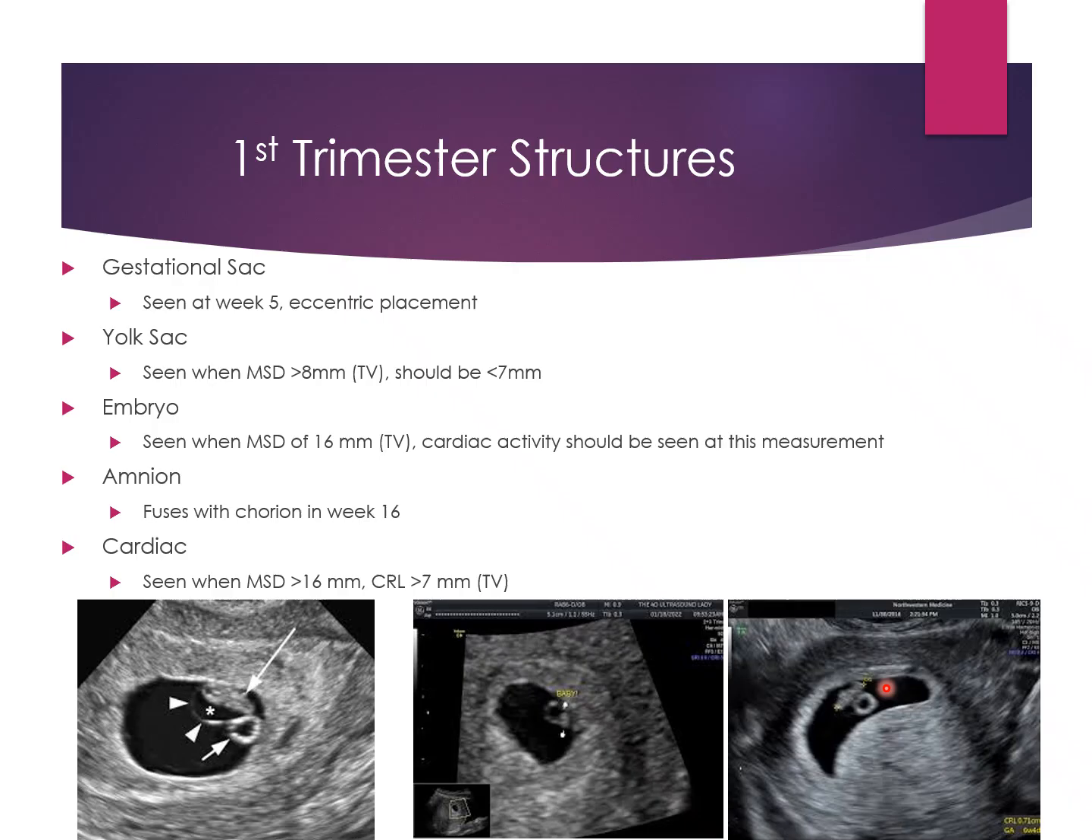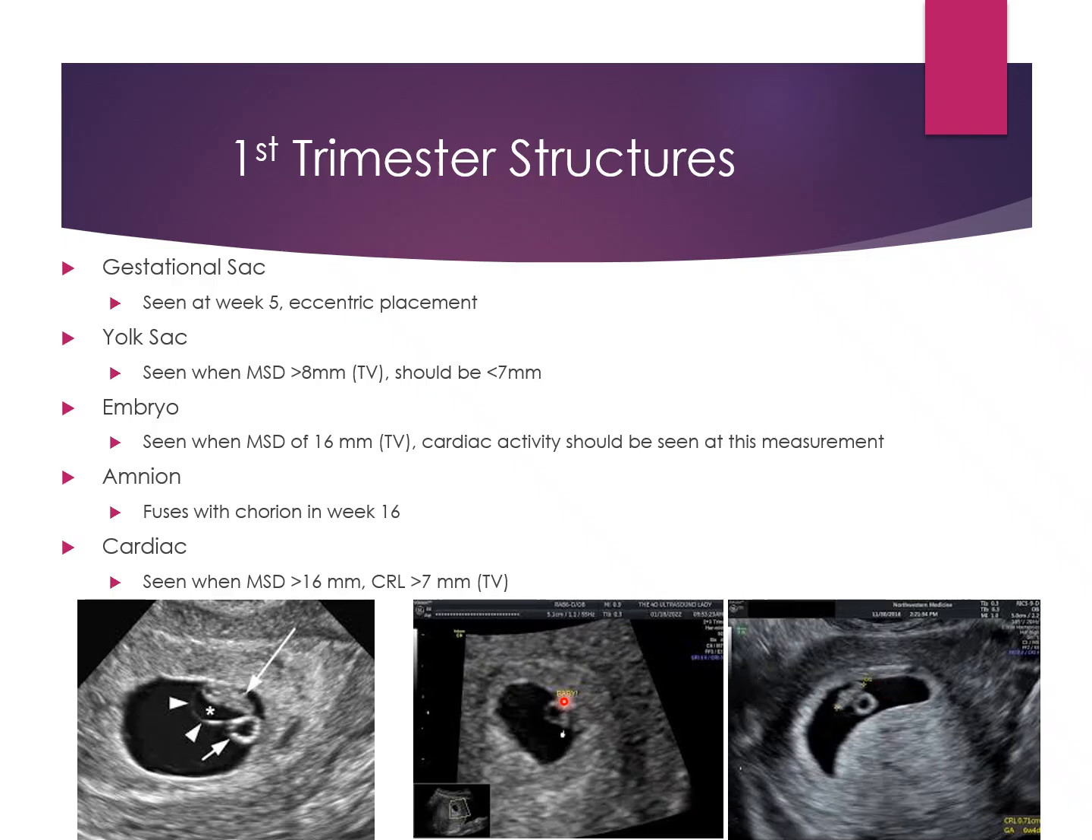And we should definitely see this picnic basket if the mean sac diameter is greater than 8 millimeters. And when we look at it, it itself should be less than 7 millimeters. So just keep those two measurements, they're about the same, in mind. Once that mean sac diameter gets a little bit bigger, about 16 millimeters, we should be able to see that heart fluttering, and we should be able to see an embryo.